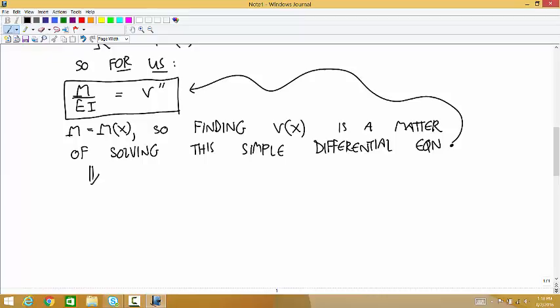So to solve that, you just have to integrate this twice. V prime is equal to the integral of M over EI dx. And V is equal to the integral of whatever that integral was.